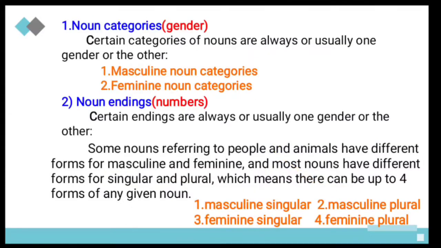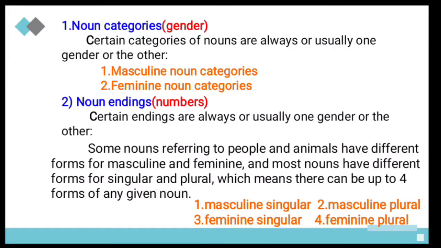And second, noun categories. What is the first category of the noun? It is gender. Certain categories of noun are always or usually one gender or the other. So how many genders are there? There are 2 genders. One is masculine noun, that refers to the male gender, and feminine noun, it refers to the female gender.